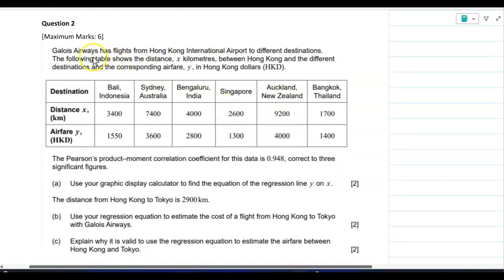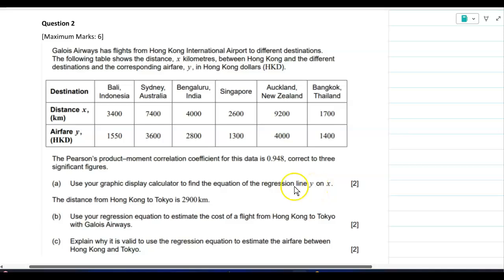Next, question 2. Galois Airways has flights from Hong Kong International to different destinations. The following table shows the distance x kilometers between Hong Kong and the different destinations, and the corresponding airfare y in Hong Kong dollars. The Pearson's product moment correlation for this data is 0.948, correct to 3 significant figures. Use your graphic display calculator to find the equation of the regression line of y on x.